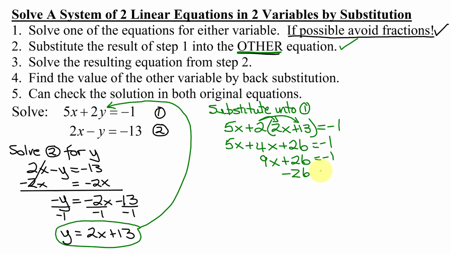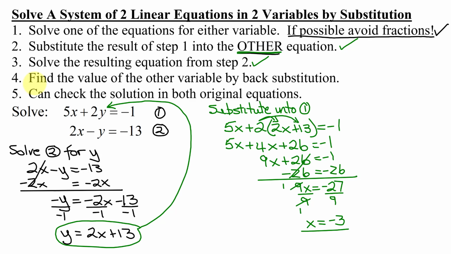Subtract 26 from both sides. I get 9x equals -1 added to -26 is -27. Finally, divide both sides by 9. I get x equals -27 divided by 9 is -3. So that is step 3 completed.